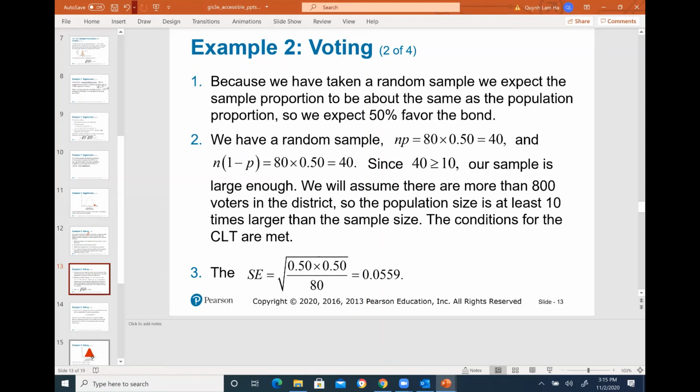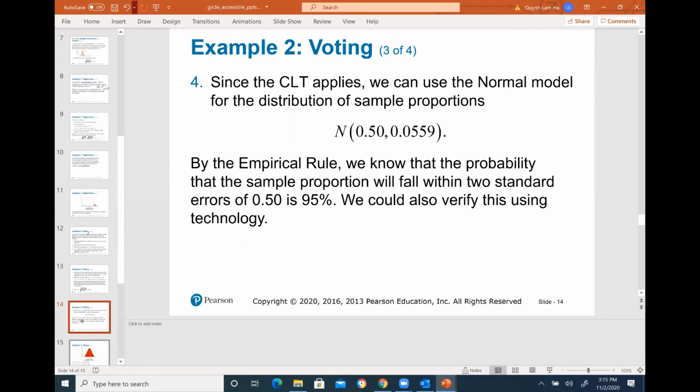So in number 3, find the standard error by using that formula. We are having 0.0559. And number 4, in order to compare, 0.0559 means 5.59%, right? So we're talking about whether this standard error is within the two standard error. We're going to say it's a bit out, right?